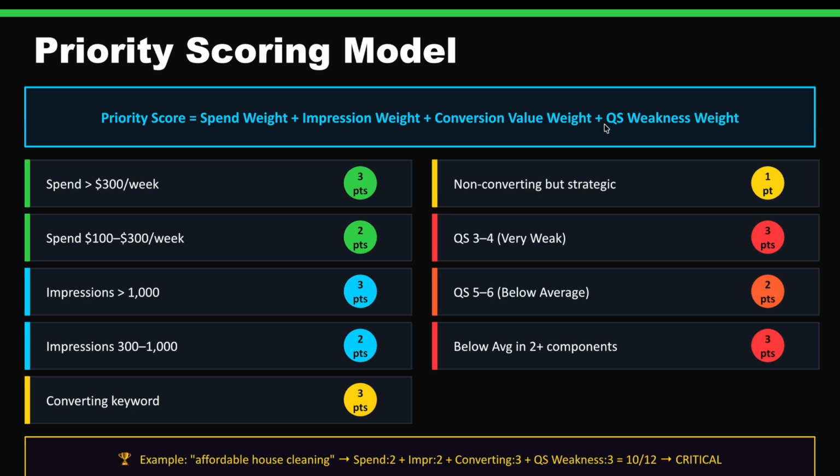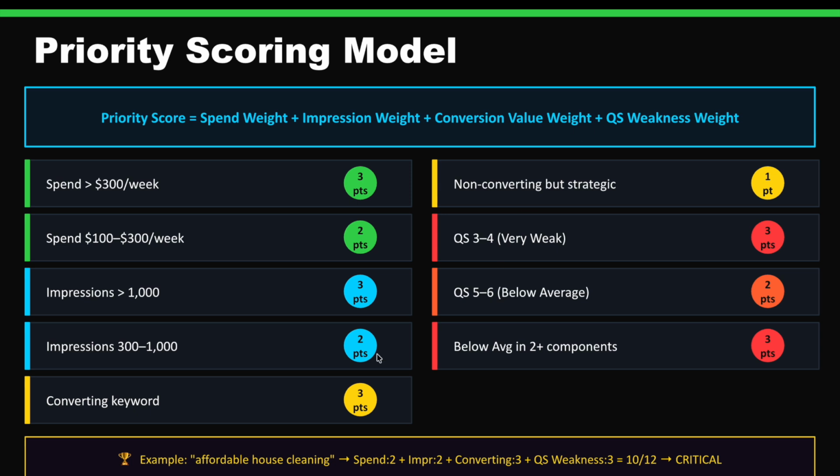Let me explain. If a keyword is spending a lot of money, that is 3 points. High impressions, 3 points. If it is converting, 3 points. If quality score is very weak, like 3 or 4, another 3 points. The maximum total is 12. So the higher the score, the more urgently you need to fix that keyword.